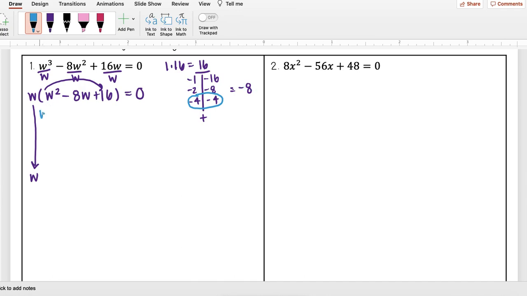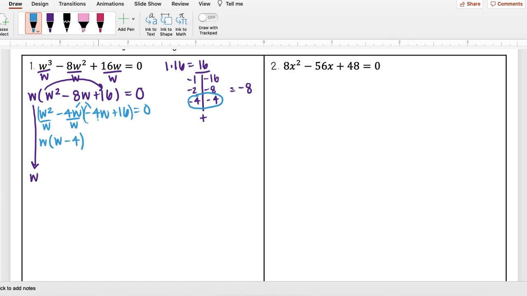So with that, I'm going to split the middle. Instead of having negative 8W, I'm going to have negative 4W minus 4W. And now that I have four terms, I'm going to factor by grouping. So I'm pairing them off. I'm going to look for the GCF of this first pair, and I see that this is W. So W squared divided by W, I get W. Negative 4W divided by W, I get minus 4.